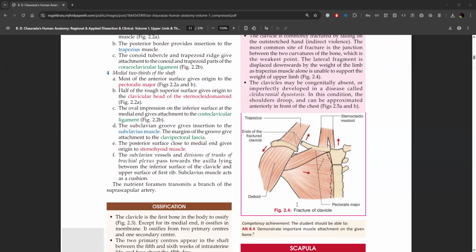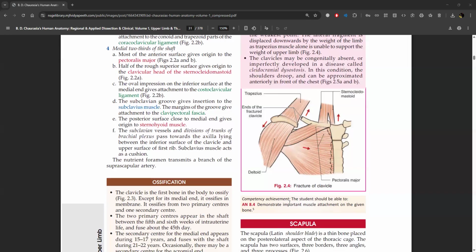The clavicles may be congenitally absent or imperfectly developed in a disease called cleidocranial dysostosis. In this condition, the shoulders droop and can be approximated anteriorly in front of the chest. Figures 2.5a and b.